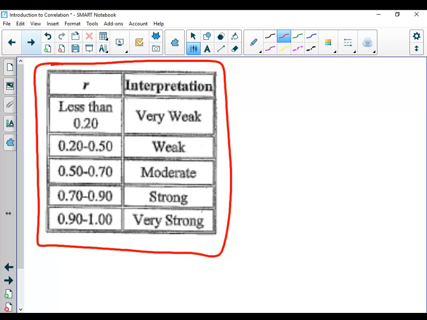So how would I describe 0.75? Well, first of all, it's obviously positive. Where would it fit in our table? In the strong category. Okay, so if I gave you an R value of 0.75, you'd say it's positive and strong.